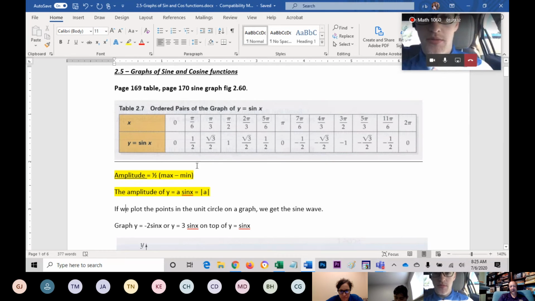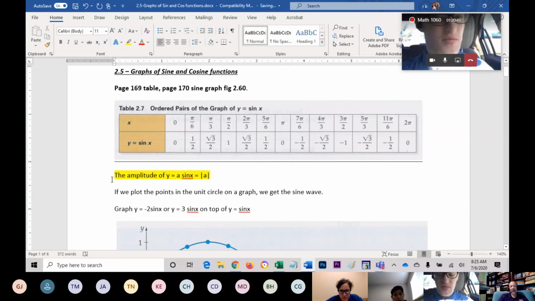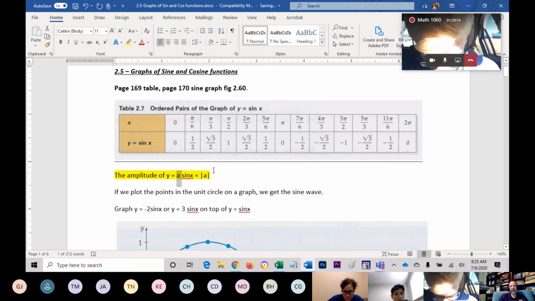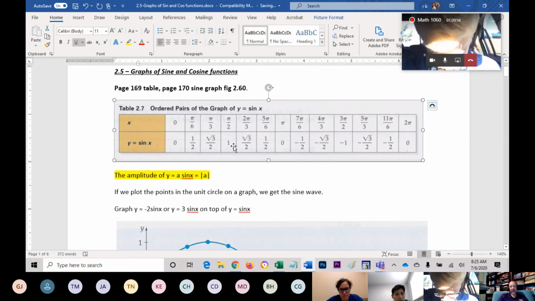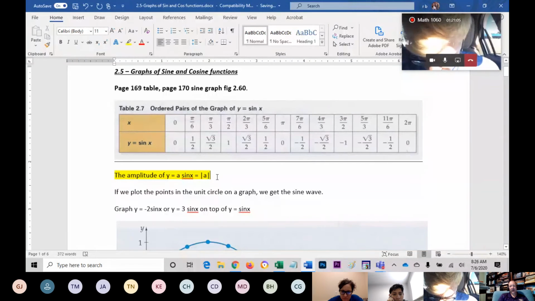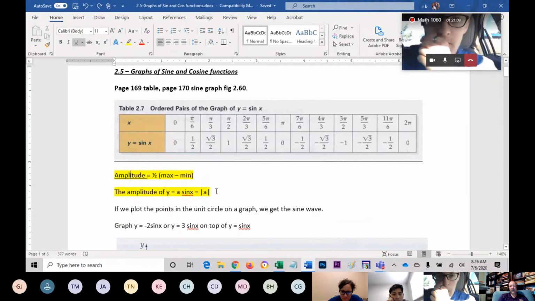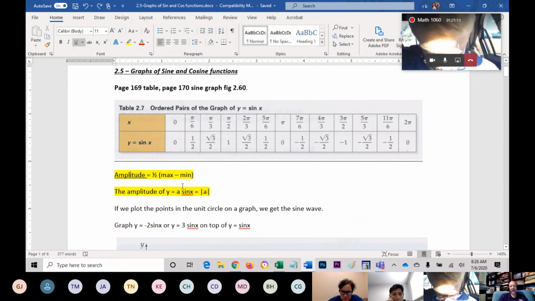Now, you'll notice here, I know that's in the book, but it's not helpful. The amplitude, so if a represents a number, the amplitude of y equals a times the sine of x is the absolute value of a. As you look here at the y values, the highest value we've got is 1. The lowest value we've got is negative 1. So your amplitude is 1 half of your maximum minus your minimum. And so basically, the easiest thing to do is if you have a number in front of the sine function, the amplitude, or the amount it goes up and down, is whatever that number is, okay?